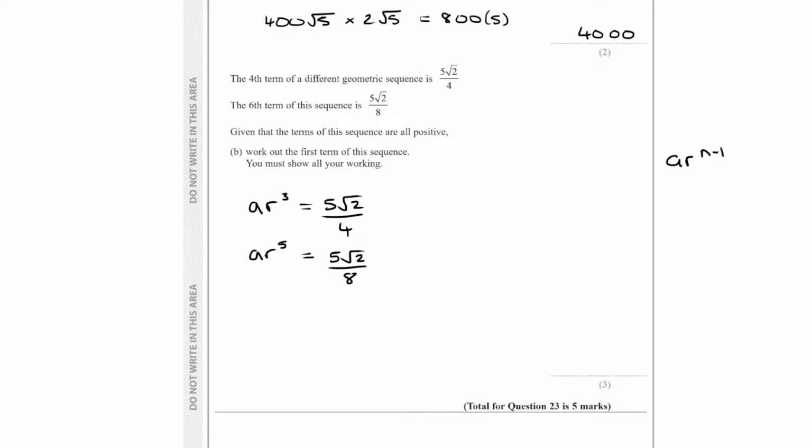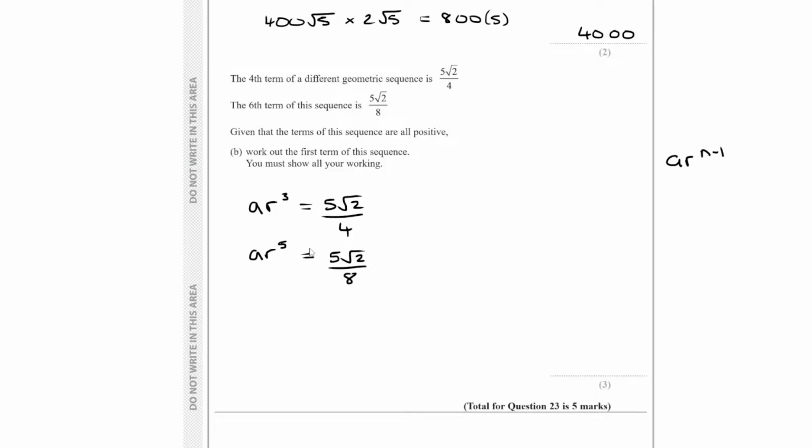Now, simultaneous equations, you obviously need to get rid of one of the letters in order to solve for the other. We can't get rid of the r's, because one's cubed, one's to the power of 5. Whereas we do have a and a, both a's. So what you can do is just divide them, as in divide both sequences, because then you will cancel out the a's. You can't subtract, because obviously they're not added, they are multiplied by a. So we need to divide.